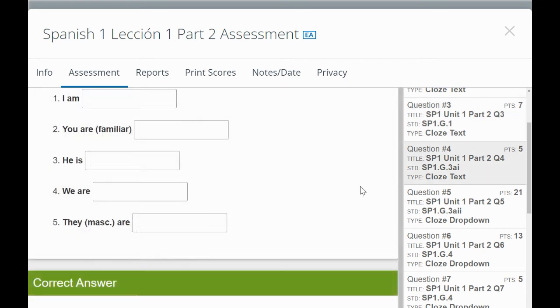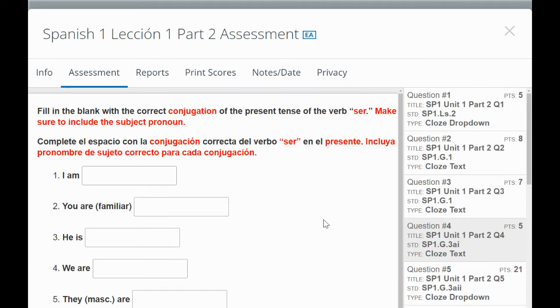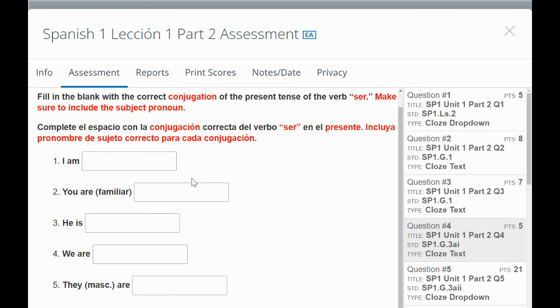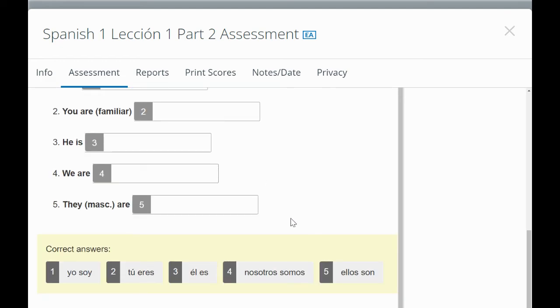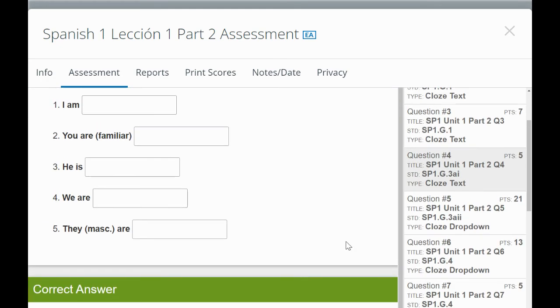Question 4. Fill in the blanks with the correct conjugation of the present tense of the verb ser, making sure to include the subject pronoun. If you have the subject pronoun, you better have both parts. If I am is English, what's I am in Spanish? Yo soy. Make sure you have the subject pronoun that goes with it. Super important, muy importante.